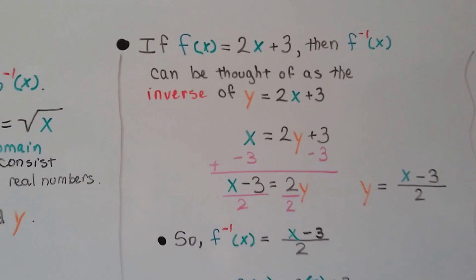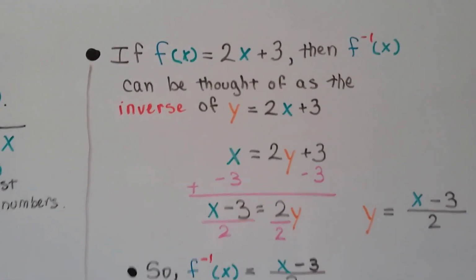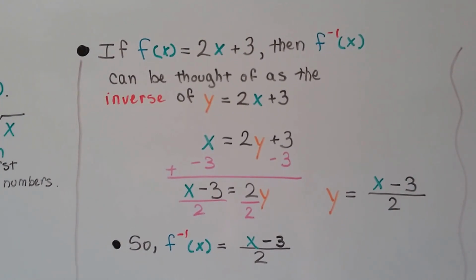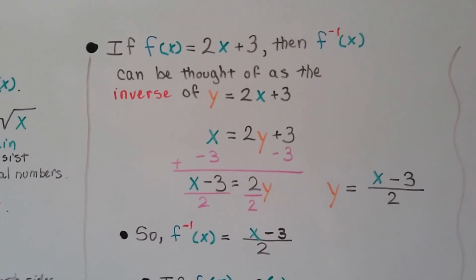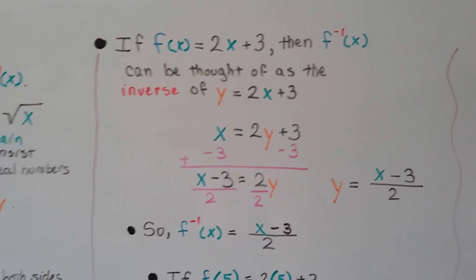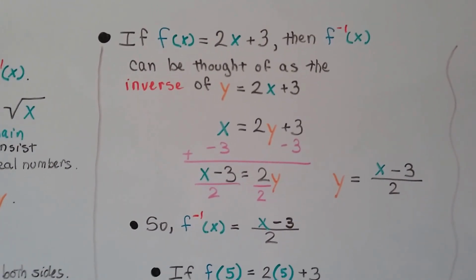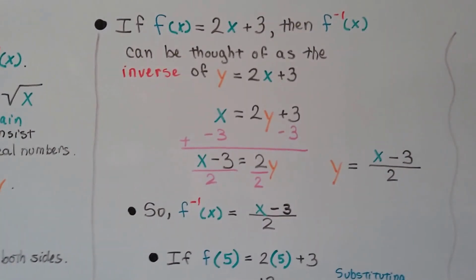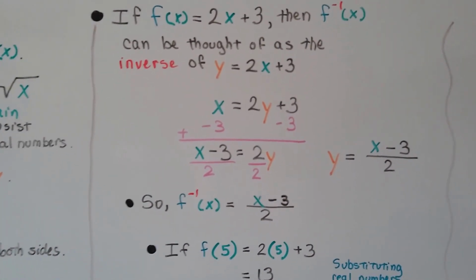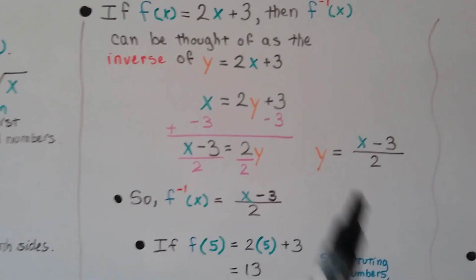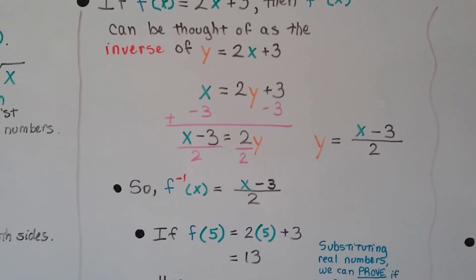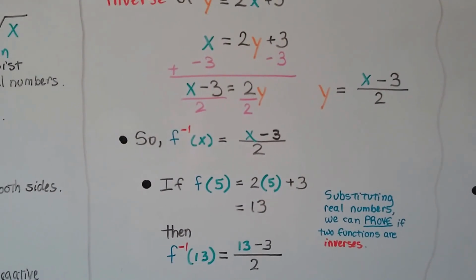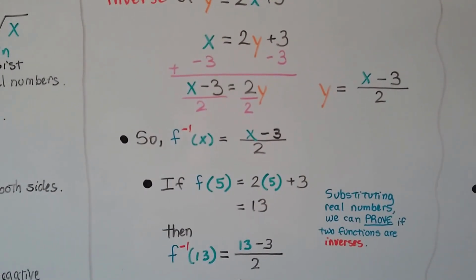If f of x equals 2x plus 3, then f inverse of x can be thought of as the inverse of y equals 2x plus 3. When we swap places, we interchange the x and y and get x equals 2y plus 3. We add a -3 to each side of the equation to isolate the y, to solve for y, and we divide by the coefficient 2, and we get y equals the quotient of x minus 3 and 2. So that means f inverse of x equals the quotient of x minus 3 and 2.